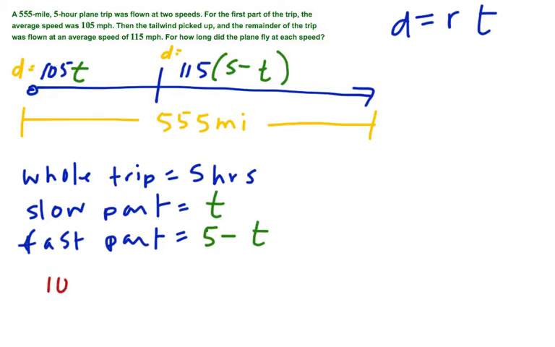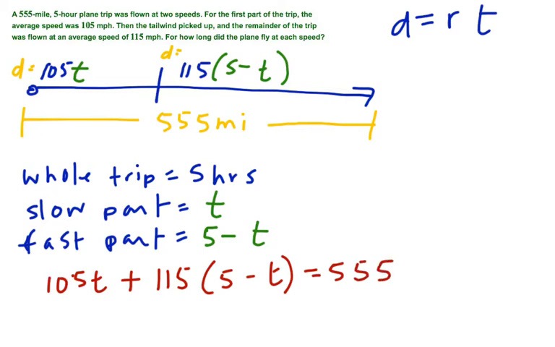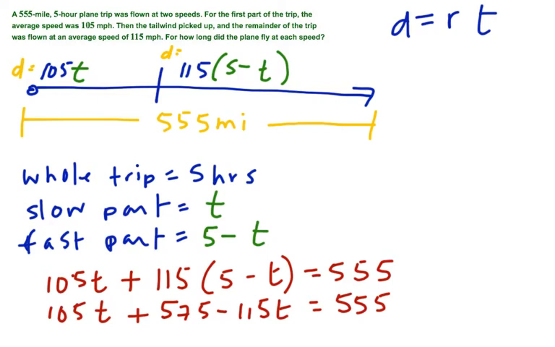We get 105t plus, so we're adding them together, 115 times 5 minus t, and that is equal to 555 miles. Again, slow part distance plus fast part distance equals the total distance. Okay, and then simplifying further, I get 105t plus 575 minus 115t equals 555.